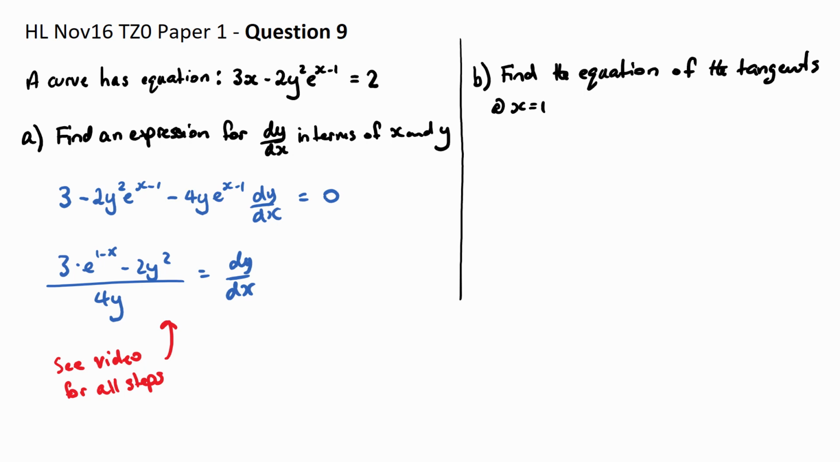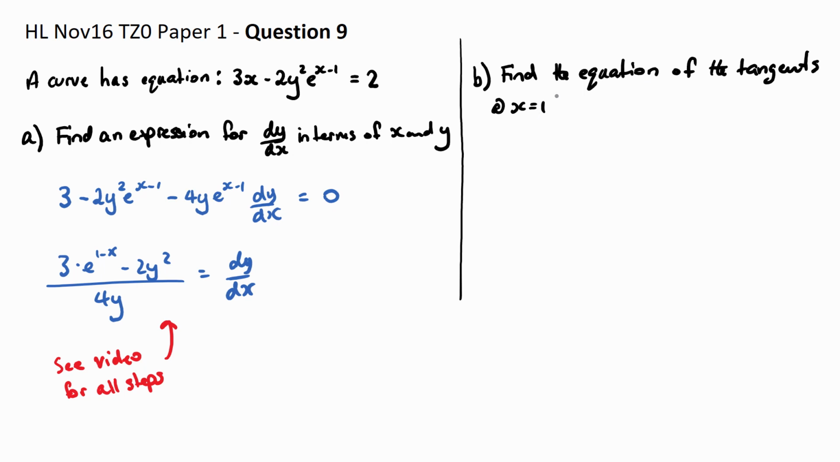Okay, so part B, it says find the equations of the tangents to this curve at the points where the curve intersects the line x equals 1. So I've just written here, find the equation of the tangents at x equals 1. Now this isn't a curve that we're probably familiar with seeing here. There's going to be multiple times where this intersects with the x equals 1 line. So there's going to be two different tangents.